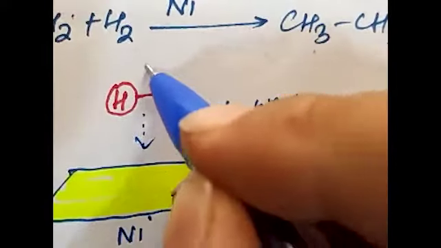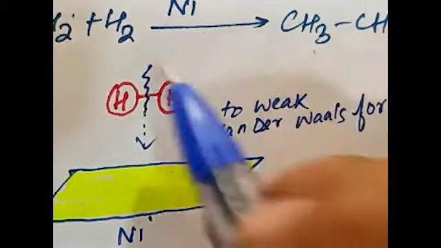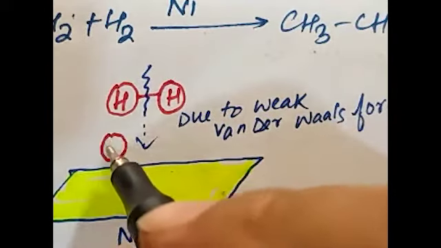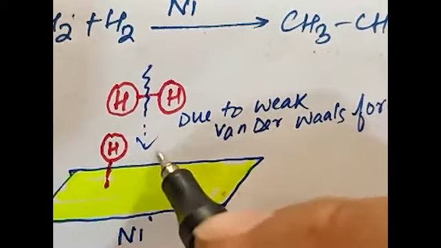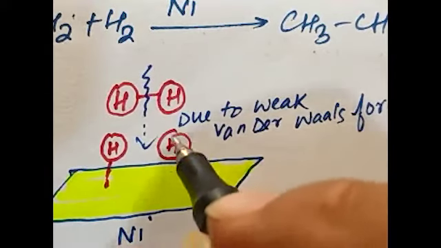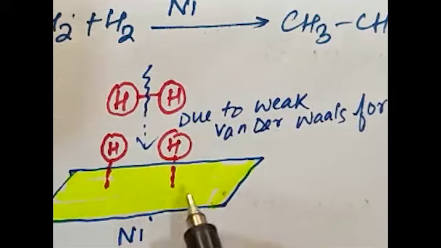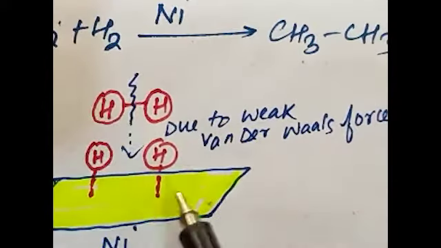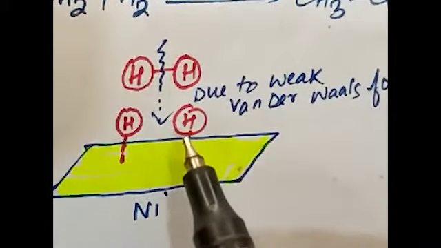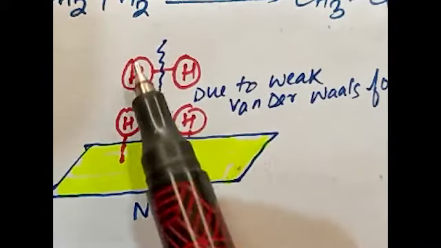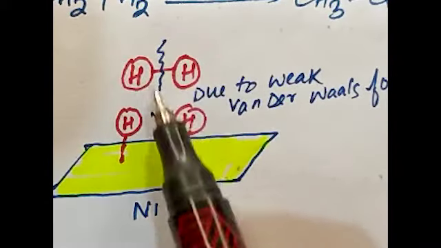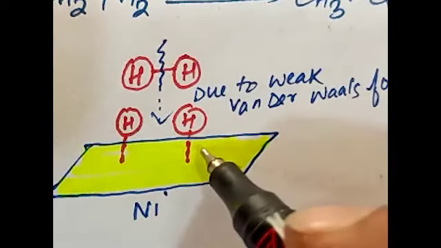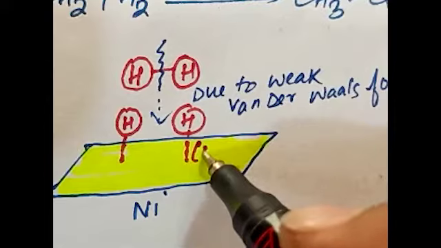There is a separation of this hydrogen molecule. ठीक है, हाइड्रोजन मॉलिक्यूल separate हो जाता है, and each hydrogen atom now creates a bond with the nickel. So due to weak van der Waals forces, it got attracted towards the nickel. But when it came closer to nickel, then the H2 molecule broke down, and each hydrogen atom created a bond with the nickel. ठीक है, तो इसको हम लोग क्या बोलेंगे? इसको हम लोग बोलेंगे chemisorption.